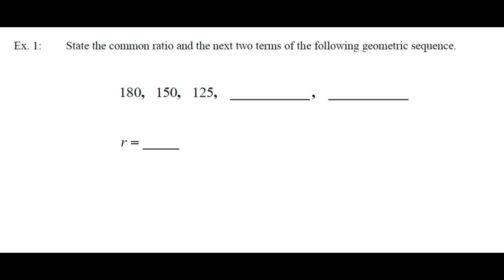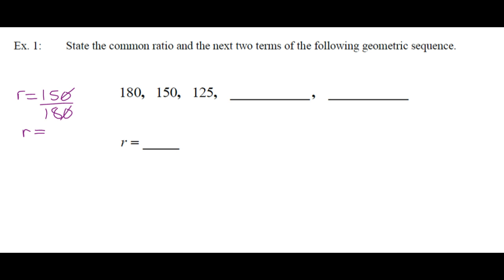State the common ratio and the next two terms of the following geometric sequence. So, what's the common ratio? That's kind of not obvious, right? It's not like, hey, multiply by 2. So how do we figure it out? Well, we just take a term and divide it by the preceding term. So what's 150 divided by 180?